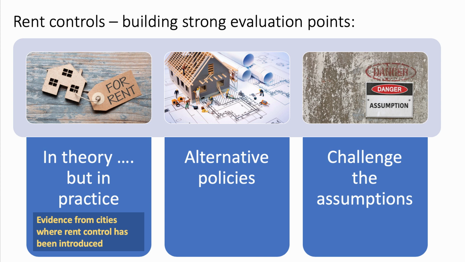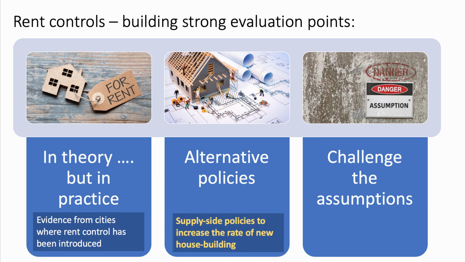A second approach is to say, well, instead of a rent control, might there be a more effective policy in the long term? So, for example, instead of just capping rents, should we be using tax incentives, other supply side policies to increase the rate of new house building, relaxing planning laws, encouraging innovation, flat pack homes, that kind of stuff, so we increase the stock of affordable homes? That might be a better policy in the long term than rent control.